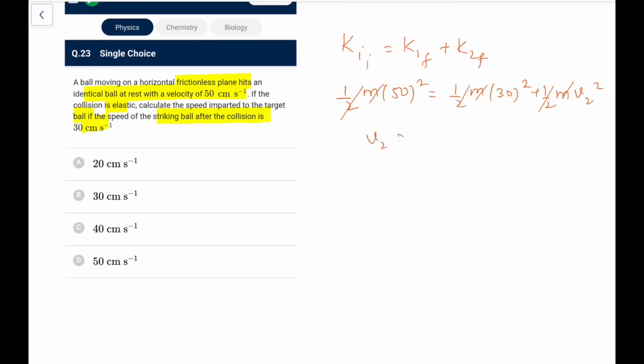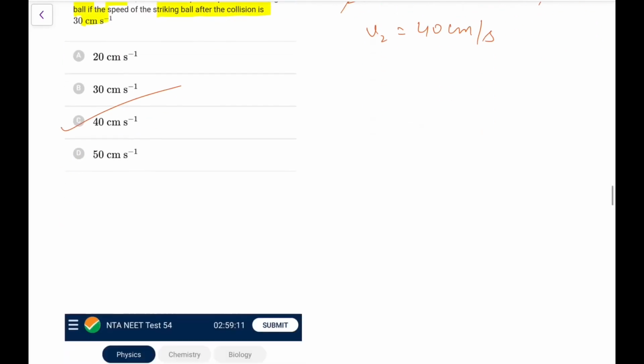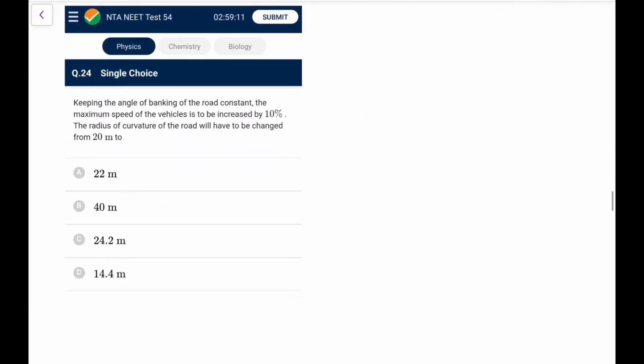So V2 is directly you can write out here 50 square minus 30 square under root, that is 40 centimeter per second. So it's an easy one for you, though it seems different, because for identical balls, for 1D collision, we know the complete velocity would have been transferred.